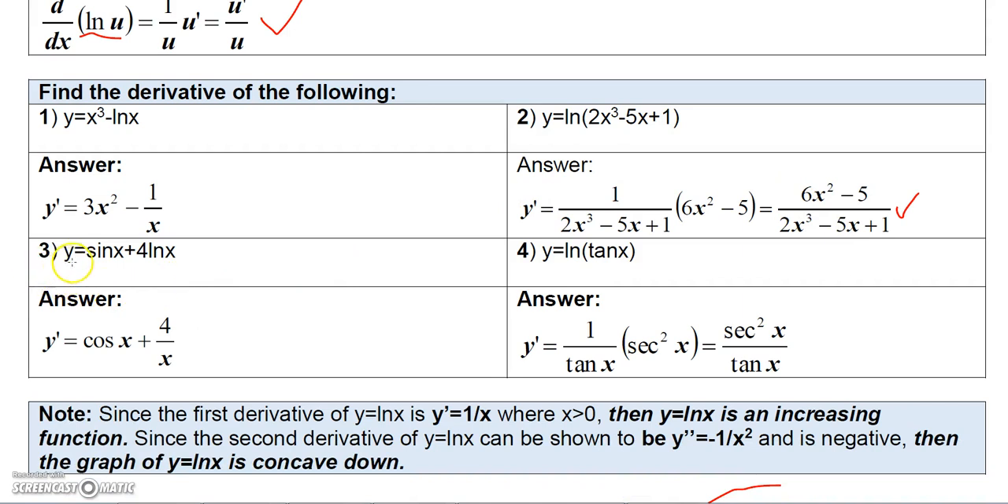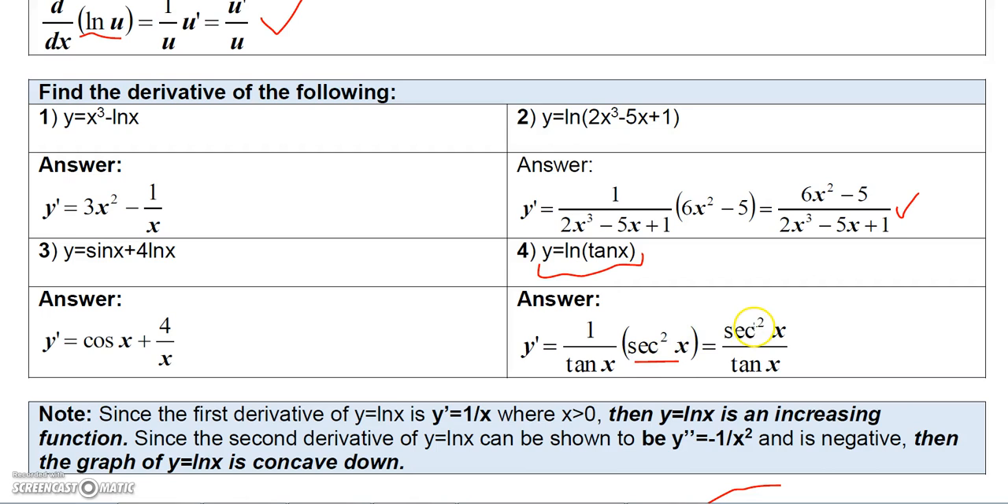And then this next one here, the derivative of this, you take the derivative of sine x, which is cosine x, and then you'd take the derivative of 4 natural log of x, which would simply be 4 times 1 over x, or 4 over x. And then this one, the derivative of natural log of tangent x, again you would do 1 over u, since in this case u would be tangent of x. You'd have 1 over tangent of x times the derivative of tangent of x, which is secant squared x.